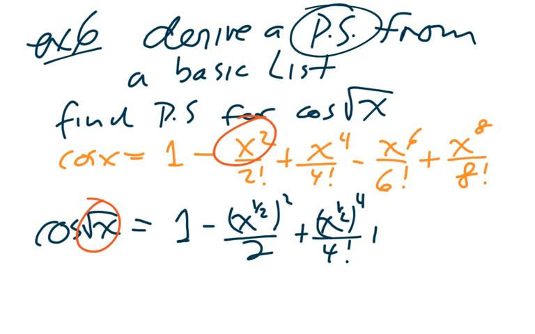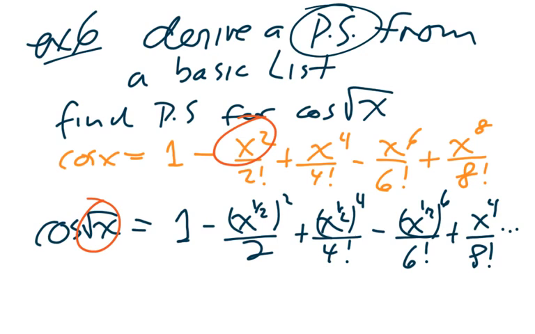Okay, so that means this one needs to be a minus. So we have a minus x to the 1/2 to the 6th. Well, of course, that's x cubed. I'm just being didactic here. Over 6 factorial, plus x to the 1/2 to the 8th, which is x to the 4th, over 8 factorial. And don't forget our dot, dot, dot.